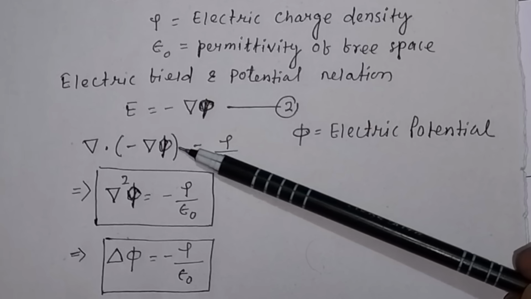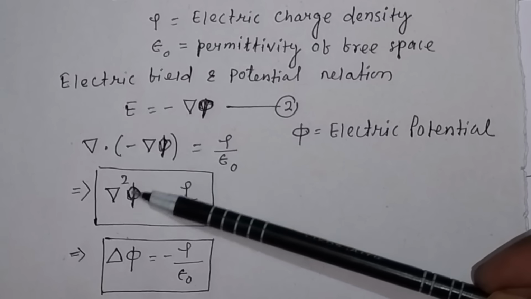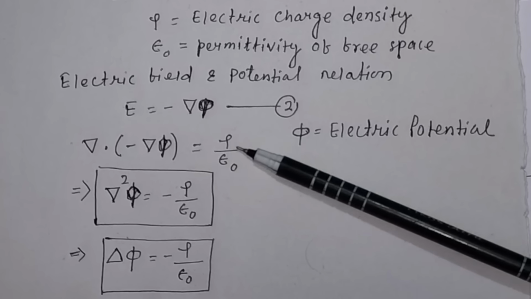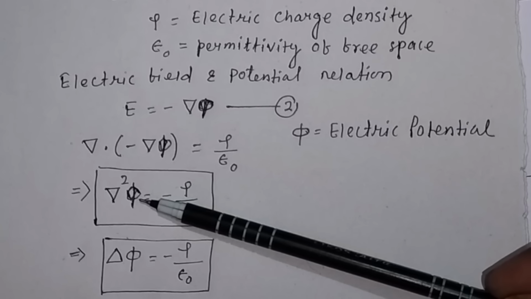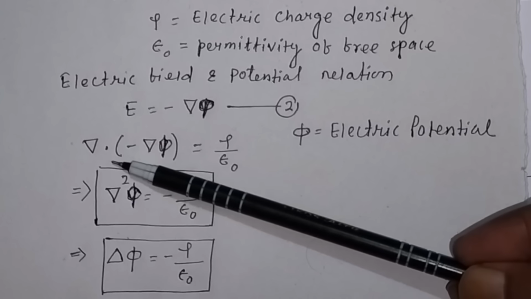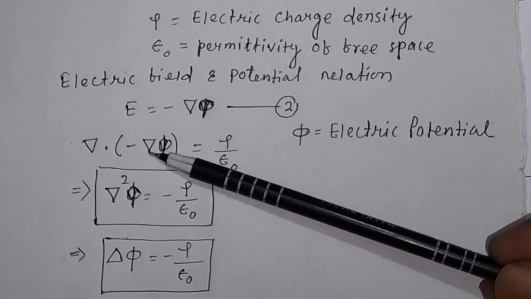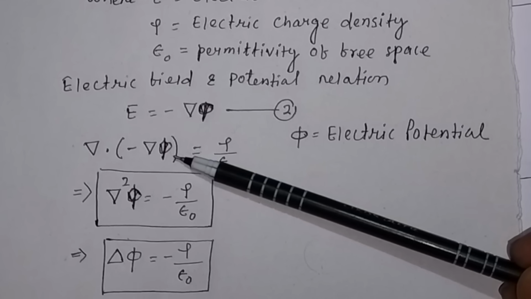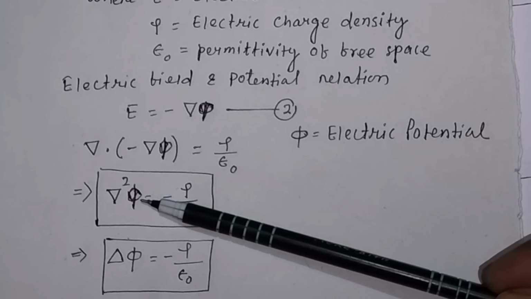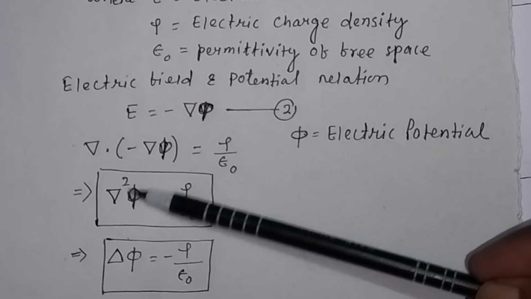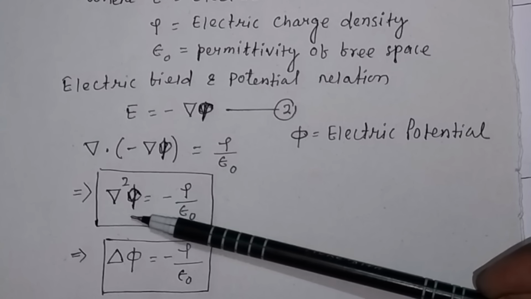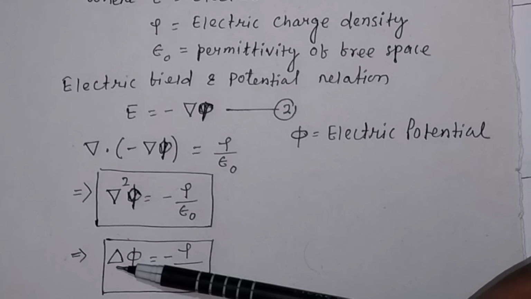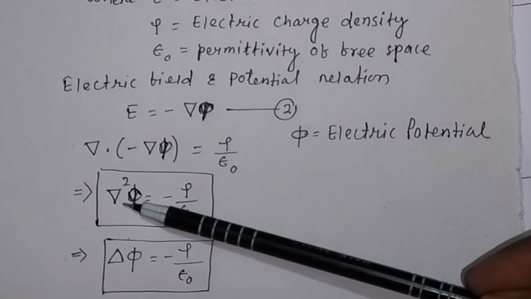So if you rearrange the terms, this is del dot del, so del square, this is your Laplacian, and you take the negative sign to the other side. Laplacian means divergence of gradient of a scalar field, or scalar, and it is represented by the symbol del square. So Laplacian phi, either you write del square or you write capital delta. Both these symbols are valid for Laplacian.